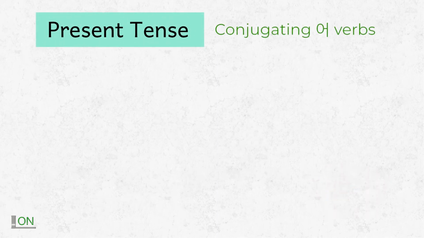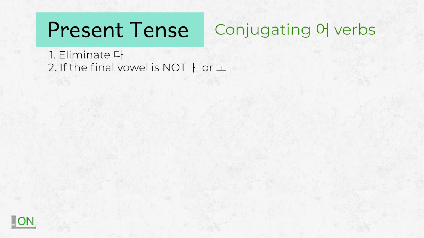So now let's look at how to conjugate all verbs. First, eliminate ta. Second, if the final vowel is not a or o, or letters ha, that means the verb is an all verb.